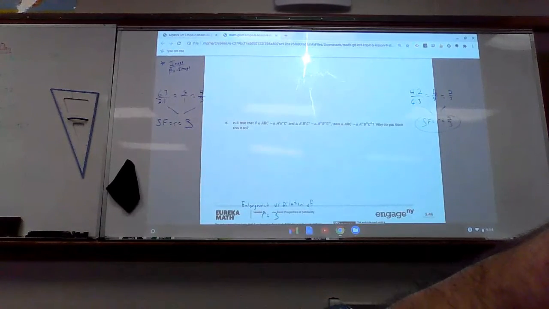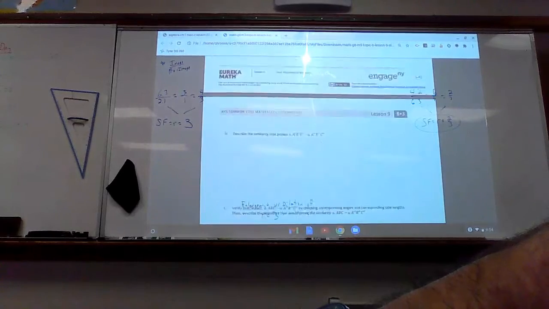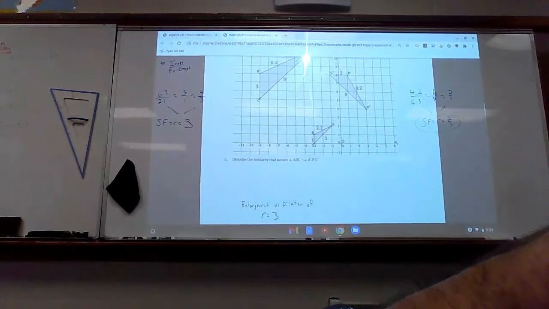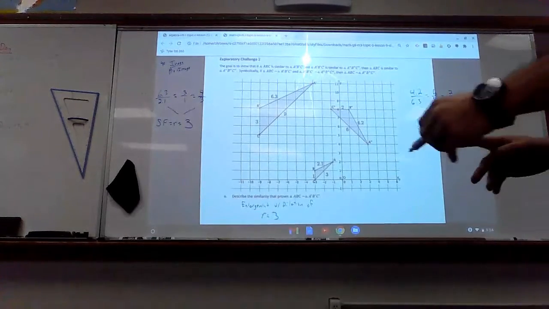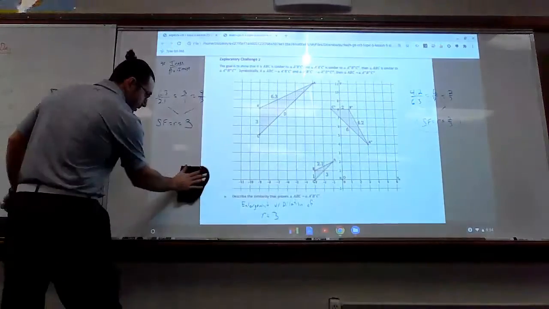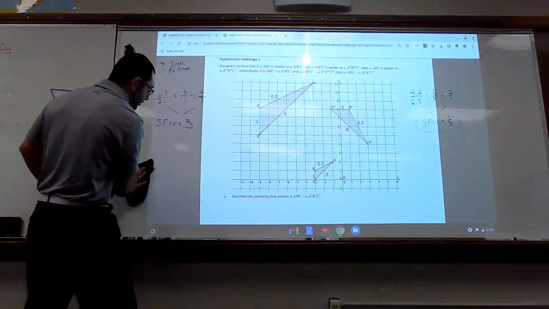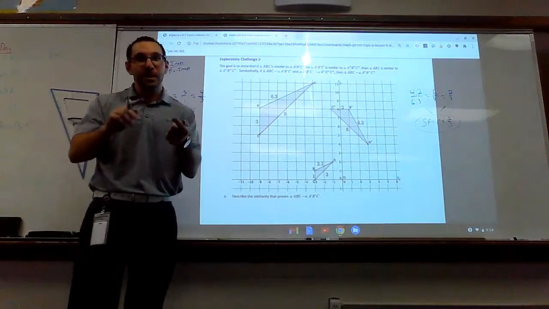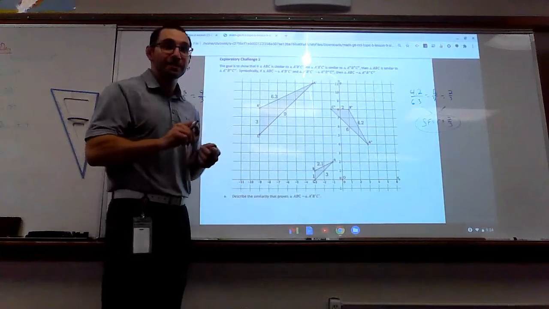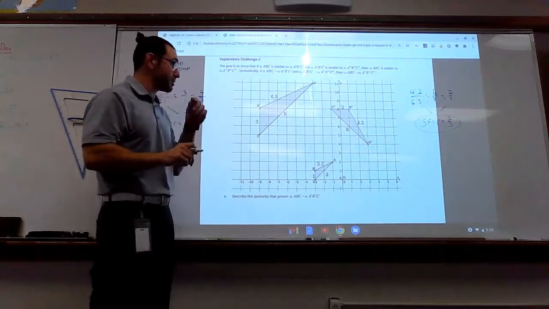So is it true? Why do you think this is so? So now we're going to prove that it's true. And here's how I'm going to prove that this is true. So I'm going to leave my scale factors there. But now I'm going to use scale factors and our transformations, our rigid transformations.